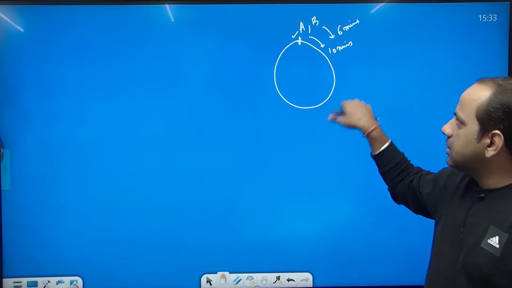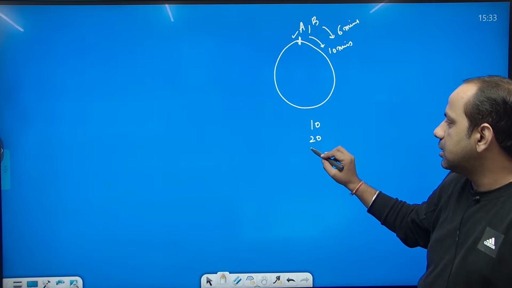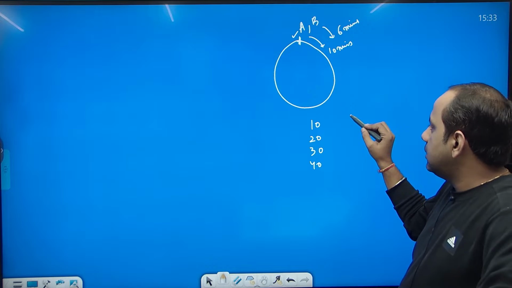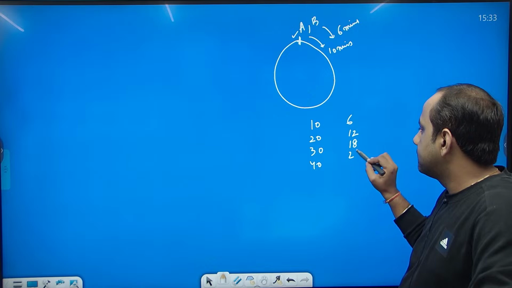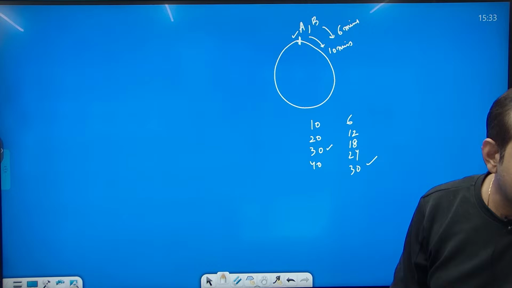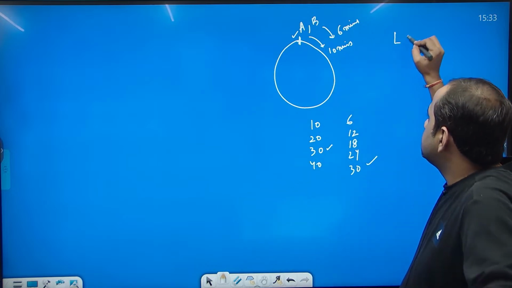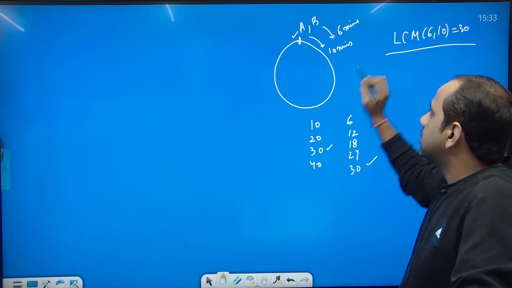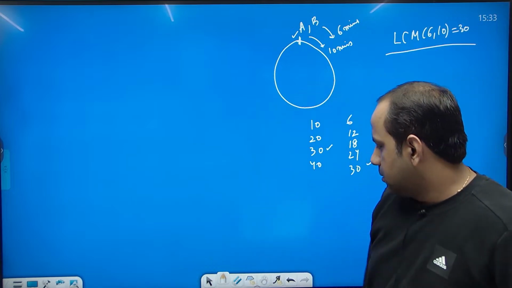A will complete one circle in 10 minutes, 2 circles in 20, 3 circles in 30, and so on. B will cover one circle in 6, then 12, and so on. So after 30 minutes they will meet, right? After 30 minutes they will reach the starting point together. So what we have done, we have taken LCM of 6 and 10, that is 30. So after 30 minutes they will be together at the starting point. Clear?